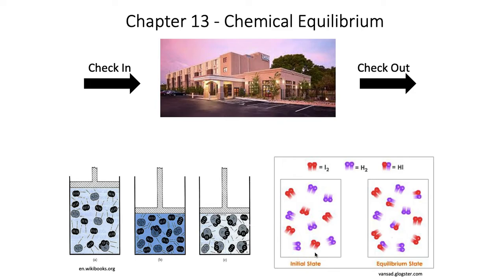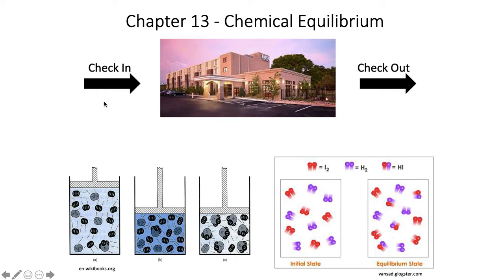Okay, this is a recording of the lecture for Chapter 13 on chemical equilibrium. First of all, I'd like us to think about this example while we're trying to understand what chemical equilibrium is. Think about the guests in a hotel, or the number of people in a hotel.